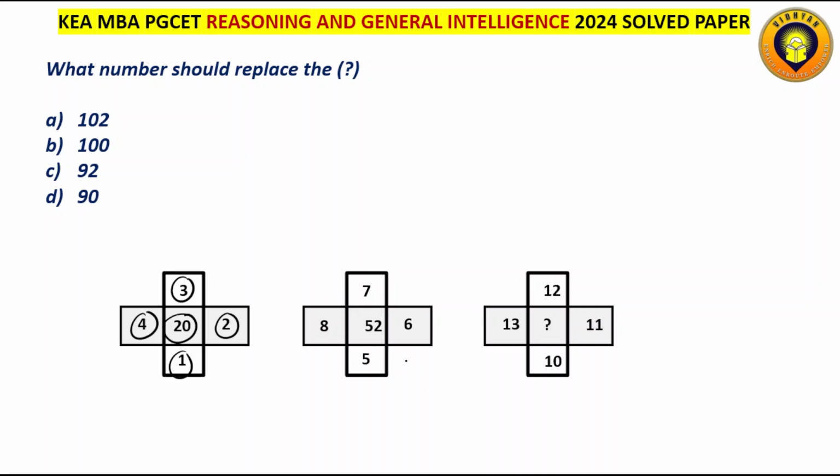Second one: 5 plus 6 is 11, 11 plus 7 is 18, 18 plus 8 is 26, and double of 26 is 52. Correct. So the logic follows. Apply it to the last one. 10 plus 11 is 21, 21 plus 12 is 33, 33 plus 13 is 46. Double of 46 is 92. Option C.